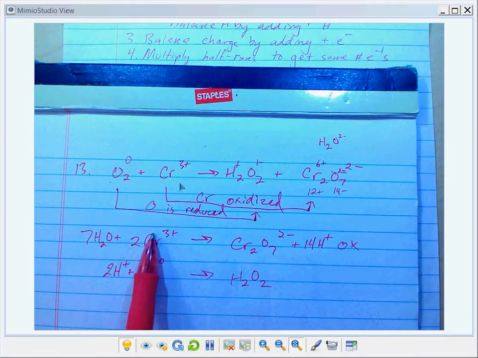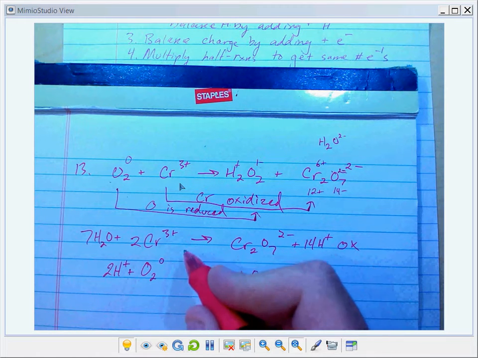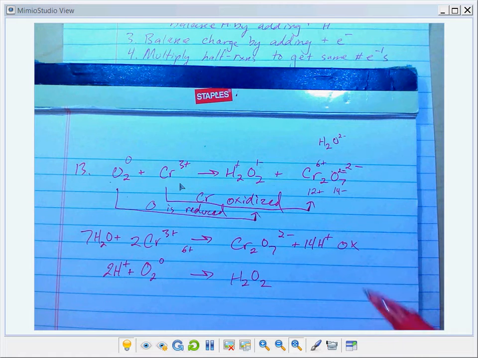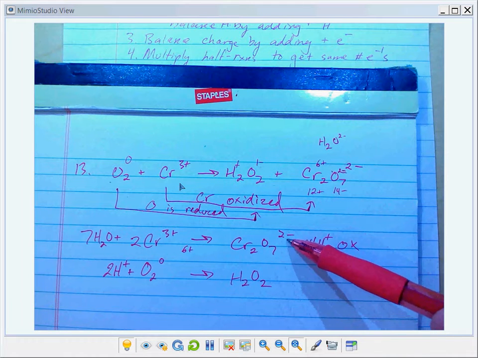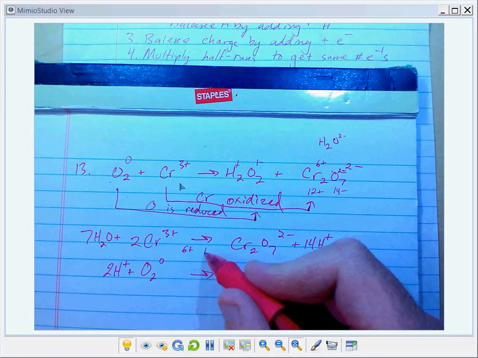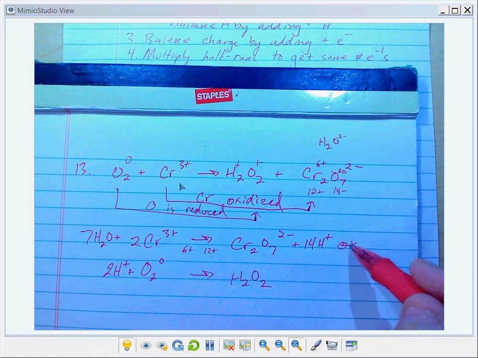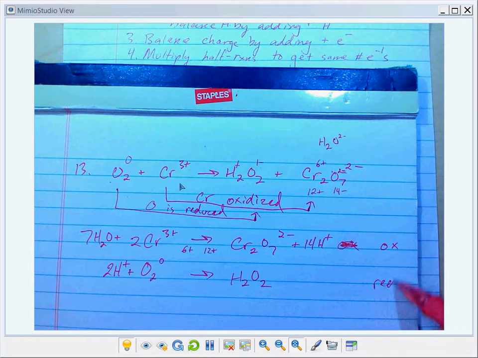What we'll notice is that there's 3 plus here, but there's 2 of them. So that means on this entire side of the reaction, there are 6 positives. On this side, there's a 2 minus, and then there are 14 positives, so that overall is 12 positive. So you can see there's a problem. You can't get 6 positive to be 12 positive. So what we're going to do is move that, ox and reduction.